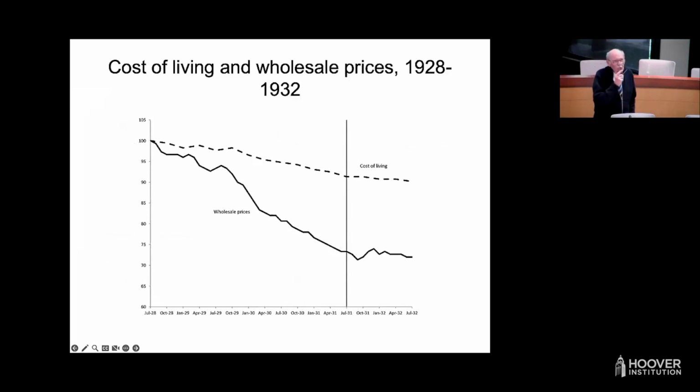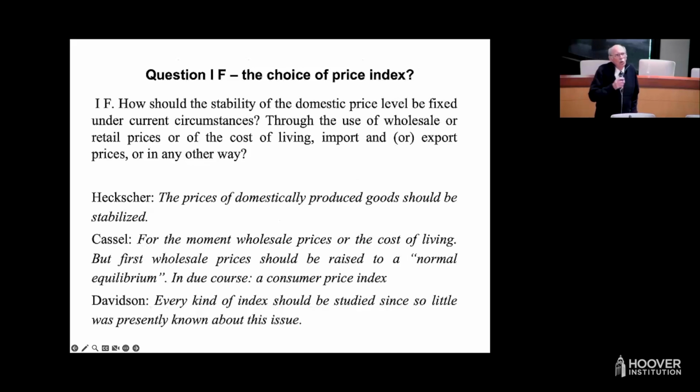And then we should look at what happened to prices before 1931. Wholesale prices in Sweden dropped sharply due to the world deflation between 1928 and 1931, while the cost of living remained fairly stable compared to wholesale prices. And here we have the question: which choice of price index should be adopted for the stability of the domestic price level? The Riksbank gave five options: wholesale prices, retail prices, cost of living, import prices, or export prices, or any other way. Heckscher answered, the prices of domestically produced goods should be stabilized. Cassel said, the relationship is not normal between wholesale prices and consumer prices, but in due course, the Riksbank should stabilize the consumer price index. And Davidson replied, every kind of index should be studied since so little was presently known about this issue.